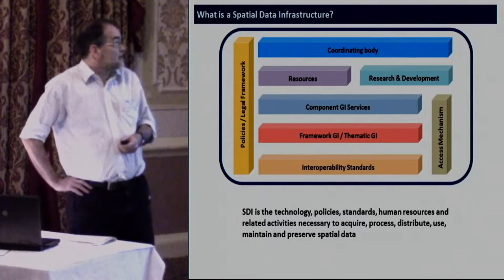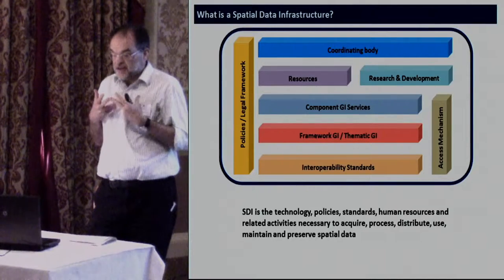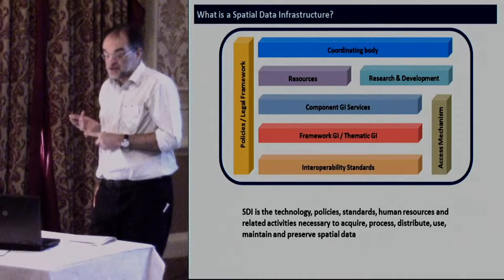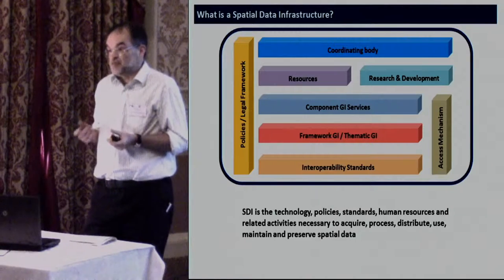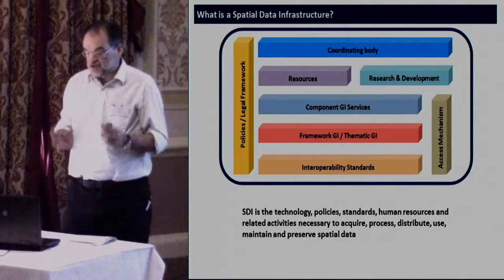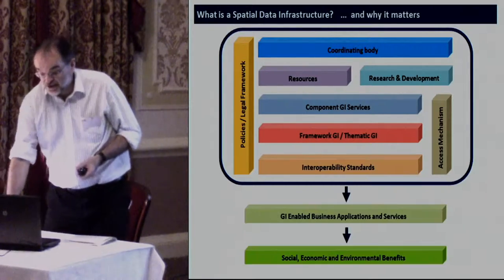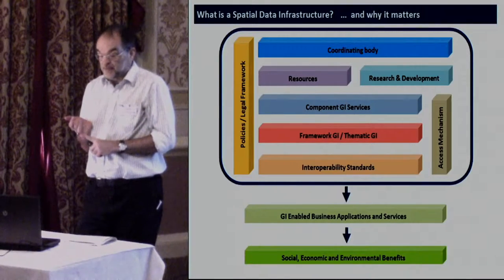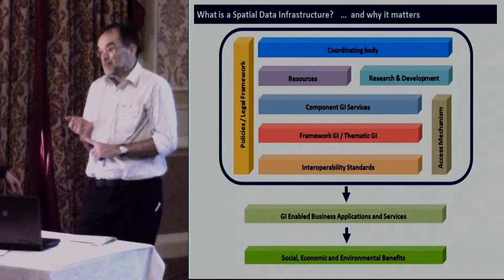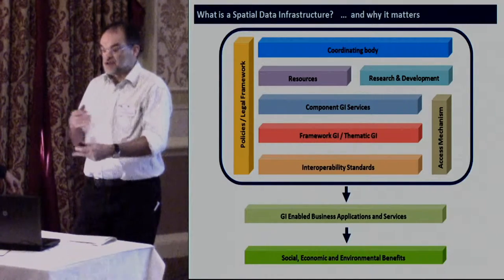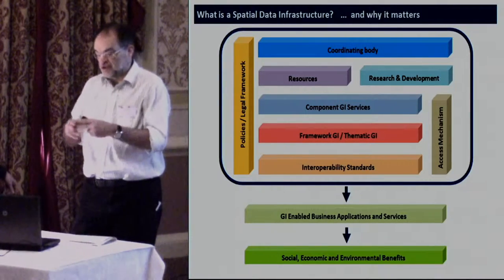Key to delivering Inspire is the spatial data infrastructure. Spatial data infrastructures combine the technology, policies, standards, the human resources, and related activities necessary to acquire, process, distribute, and maintain, preserve spatial data. It's about how you organize, serve, manage, and maintain your data sets. Why do we need a spatial data infrastructure? So that we can deliver GI-enabled business applications and services for the benefit of society, social, economic, environmental benefits. So it's about making the information accessible for others to use in their own data sets. It's not about how we want to manage the data, it's how people want to use our data.